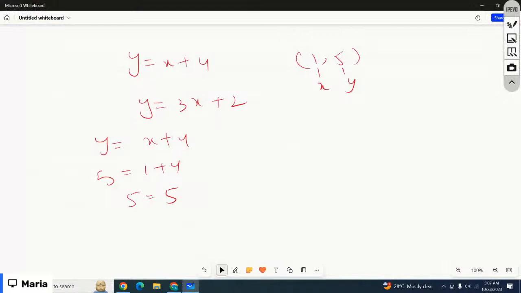Let's check for the second one. You have to do the same thing with the second equation. y is 5, x is 3 times 1 plus 2. 5 equals 5. So you can see that both of the equations are exactly equal. That means the point (1, 5) is the solution of both the equations, the solution of the system of equations. So let's start with the practice questions.